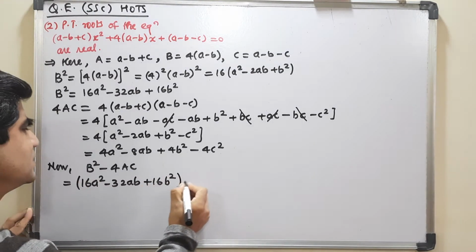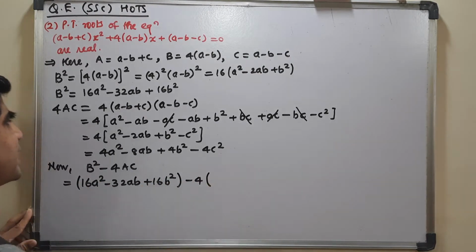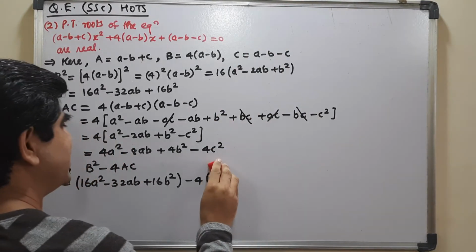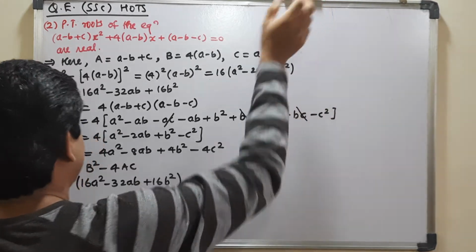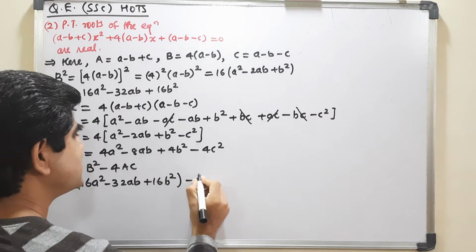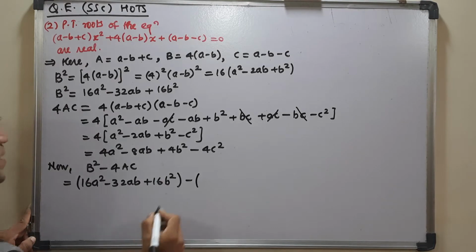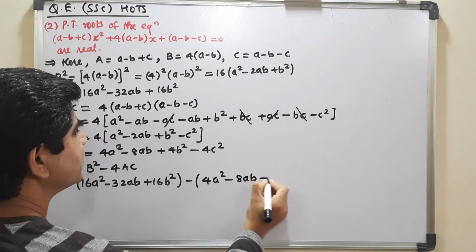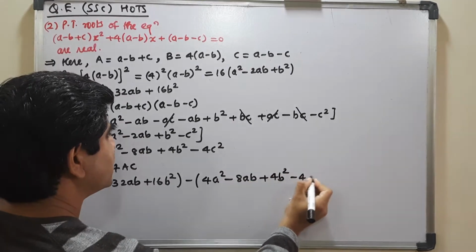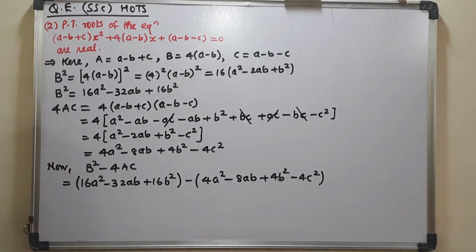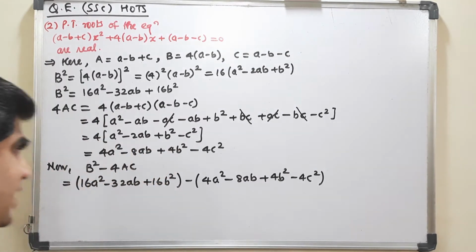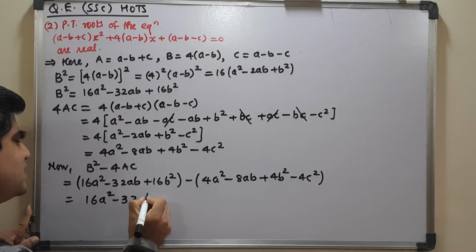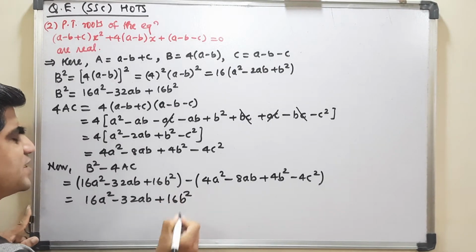Minus 4 times of AC, which you have found out already, so I don't need this also. 4 times of AC is minus into bracket 4a square minus 8ab plus 4b square minus 4c square. On opening bracket, this will become 16a square minus 32ab plus 16b square.